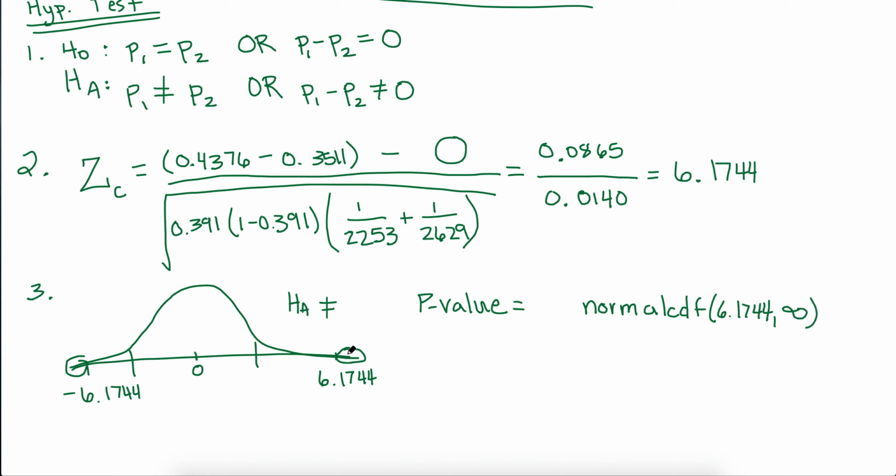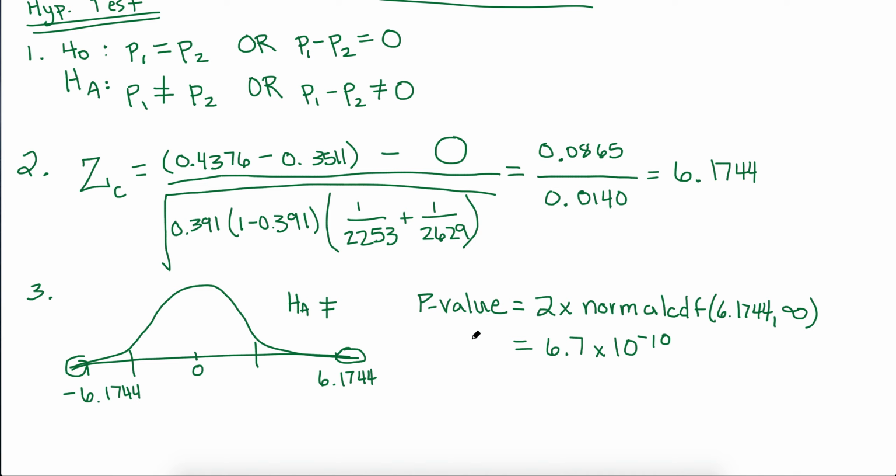That gives me just this bit. I need to double it to get the bottom part, again because HA was not equal to, so it's two-sided. If you work that out, you get a really tiny number as we expect, something like 6.7 times 10 to the negative 10th. So don't forget that times 10 to the negative 10th. Remember, your calculator might say E negative 10 for engineering notation. That's all it means, times 10 to the negative 10th, or move your decimal left 10 times.